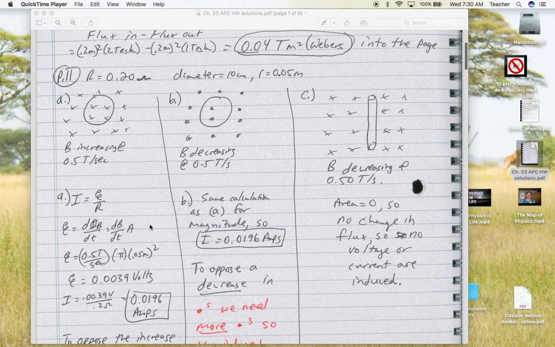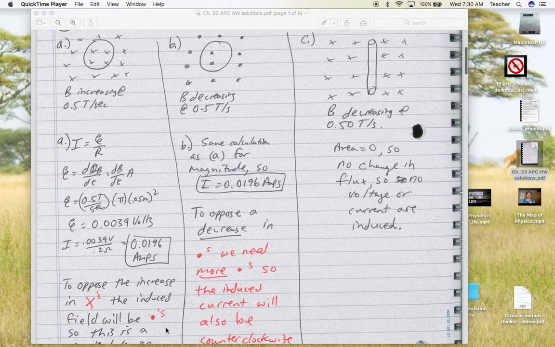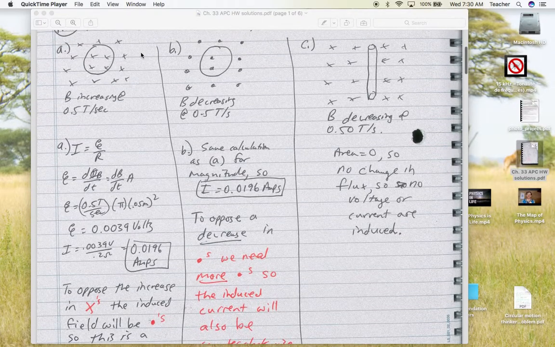I kind of have derived this, and took a little bit more time over here to do that than you might have to. So that's the dB/dt, or dΦ/dt, times πr². That's 0.0039 volts divided by 0.2 ohms, which gives me that current. And to oppose the increase in x's, the induced field will be dots, so that would be a counterclockwise current. With dots on the inside, you can use a right-hand rule to figure out the direction of current along here.